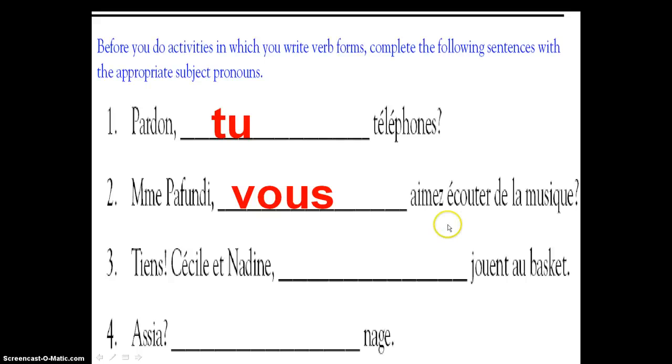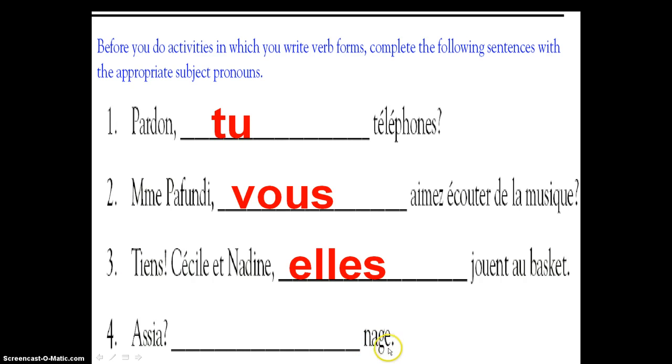Let's check number three. Cécile et Nadine. Look at the ending of the verb because the verb will always follow the blank. It's ENT, right? And then you will come here. You will notice that we're talking about two girls. So the subject pronoun going in the blank is going to be plural, right? Because two girls. Now, Asia is a girl. Okay, and then you will look here.